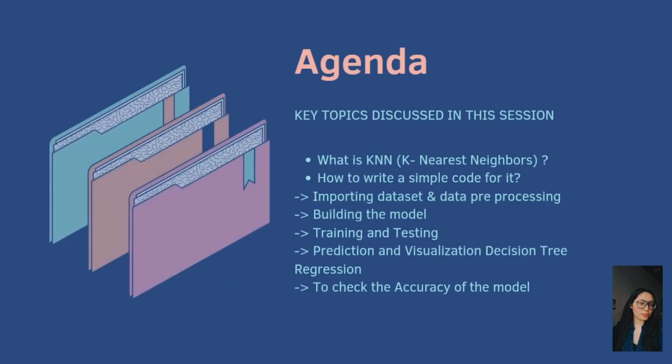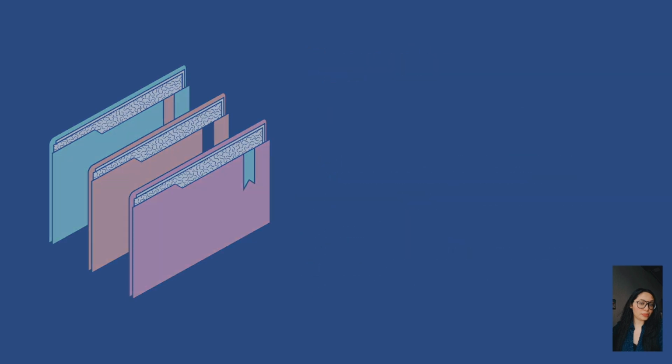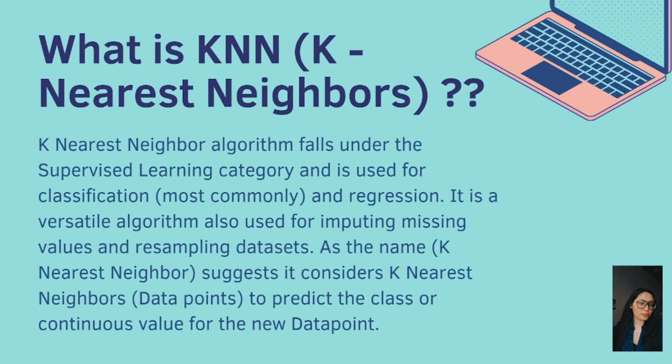Today we will be starting a new topic called KNN, K nearest neighbors. So let's discuss what it is. KNN relies on the idea that similar data points tend to have similar labels or values. Typically, it is used for classification.